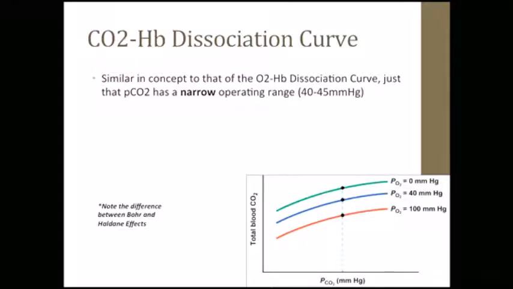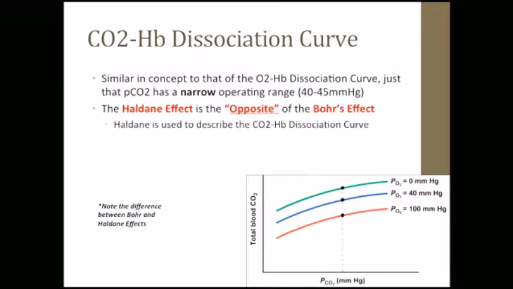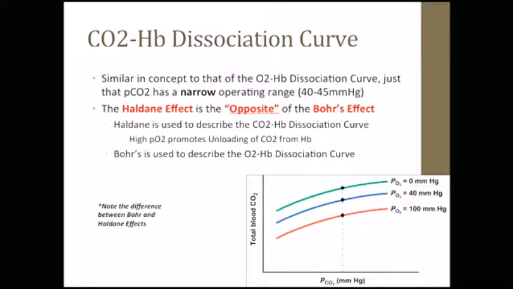Okay, so this is the CO2-Hb dissociation curve. It's similar in concept to that of the oxygen dissociation curve, but it is different, okay? It's different because it has a narrower operating range, and it's also describing a totally different compound. So it's important to know the difference between the Haldane effect and the Bohr effect. It's quite irritating that a lot of people tend to just describe it as the opposite of the Bohr effect. To me, it's not really the opposite because you're describing apples and oranges, in this case, oxygen and carbon dioxide. It's important to know that Haldane is used to describe the CO2-Hb dissociation curve, and Bohr is used to describe oxygen.